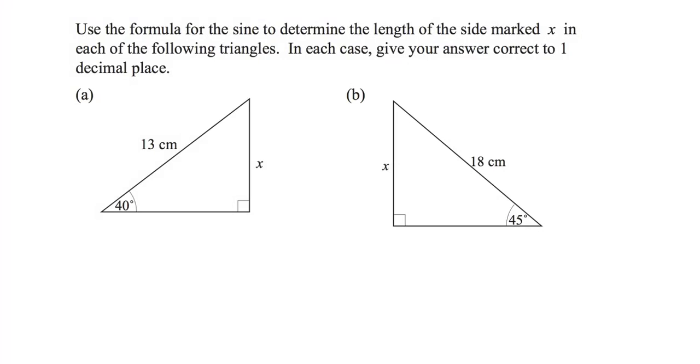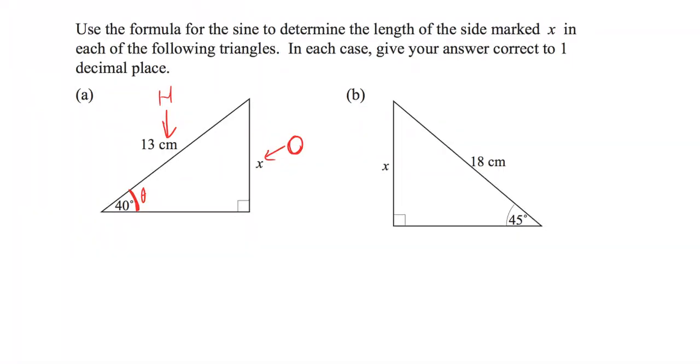Let's have a look at A in this one here. We've got to find the missing value X. I'm going to give you a step-by-step guide of how to do this. So step one, label the side you've got and the side you're trying to find. So we are trying to find the opposite, O. We have got the hypotenuse, there we go, 13, and we are using an angle theta of 40 degrees. So just make sure we know which angle we're looking at.